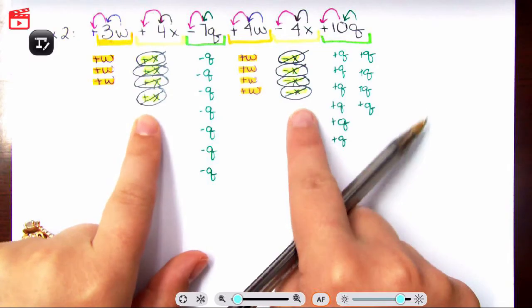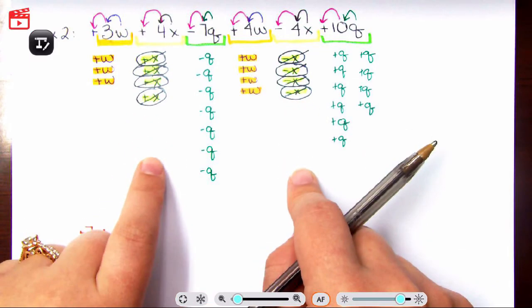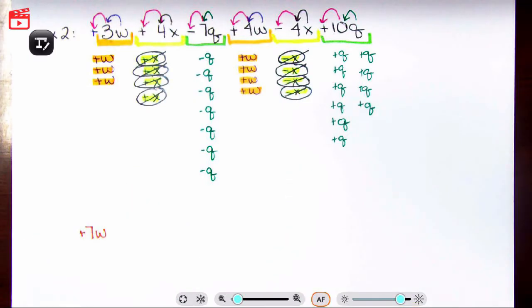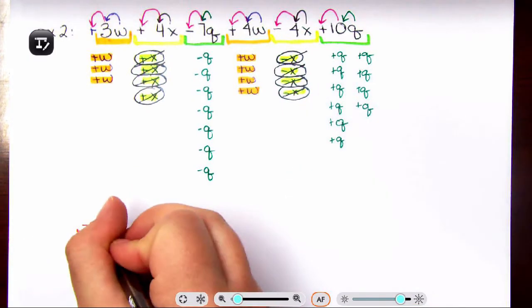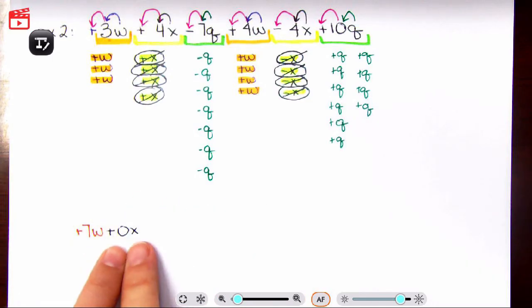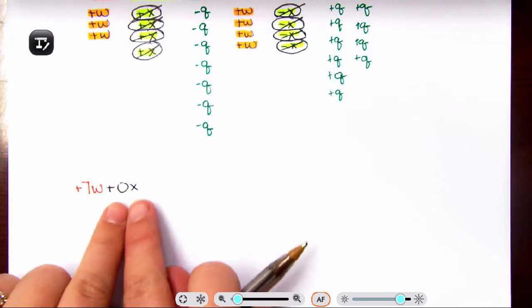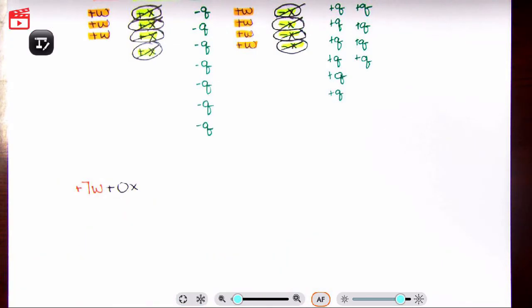Do I have any X's left? It doesn't look like I have any X's left. Looks like they are all crossed out. So I'm not going to write anything. You can choose to write 0 X's, but a lot of times mathematicians do not write it, because if you have 0 of something, you have nothing, so they write nothing.